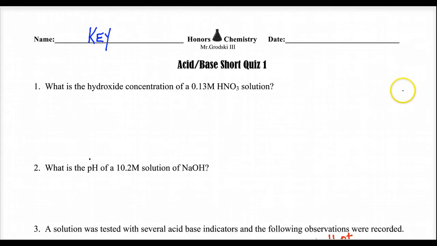Number one, what is the hydroxide concentration of a 0.13 molar HNO3 solution? Well, the first thing you have to recognize is that we're dealing with a strong acid. Now you say, Mr. Grodsky, how do I know it's a strong acid? Well, at this point, you should be able to look at your Ka table, that famous table L, and see the strong acids up top there.